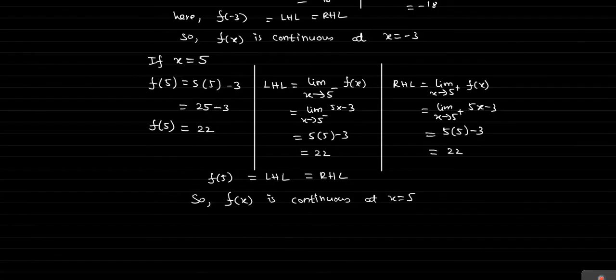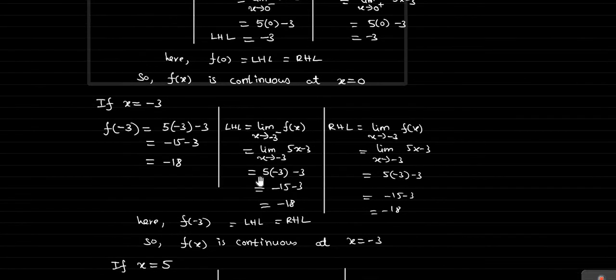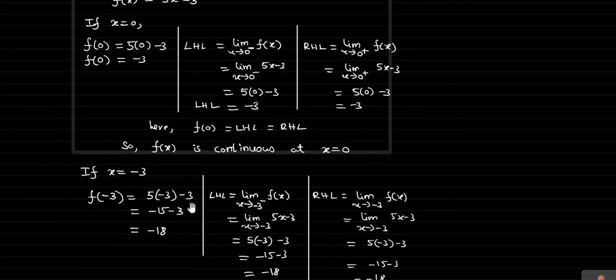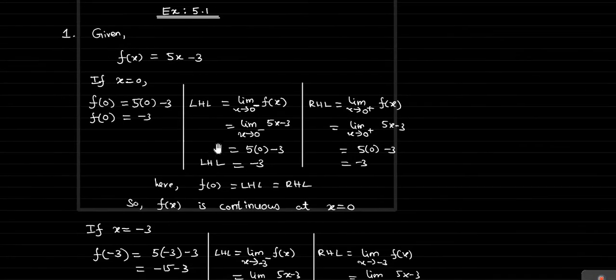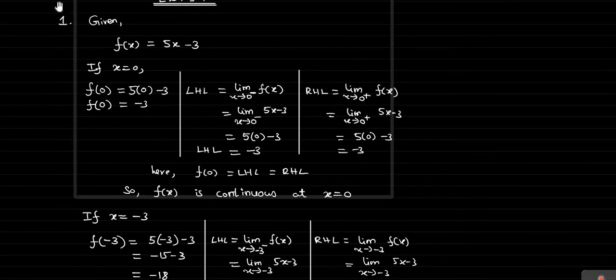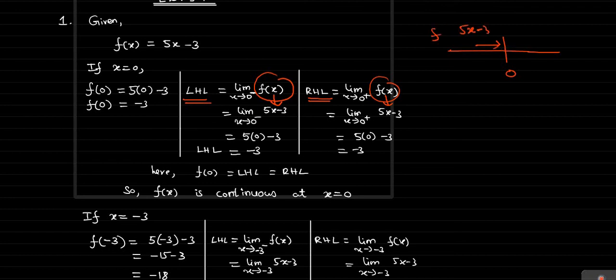So actually the process of checking is the same. The only thing is that we tested at different points. And here one more thing I wanted to tell you: while finding the limits, left-hand limit and right-hand limit, in place of f of x we use the same function. For the left-hand limit we also tested for 0, when x approaches 0 from the left-hand side. Which function did we use? Same 5x minus 3 only. In place of f of x, the same 5x minus 3. Here also the same 5x minus 3 we applied, right?